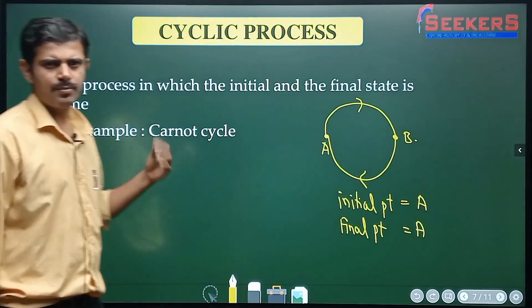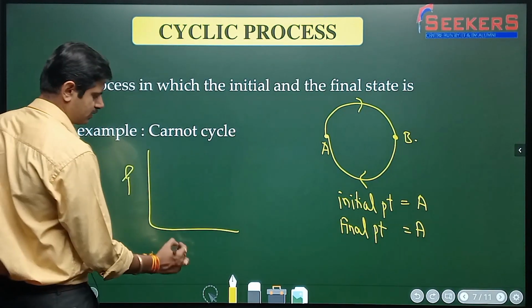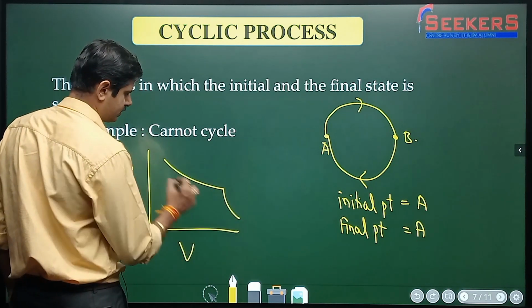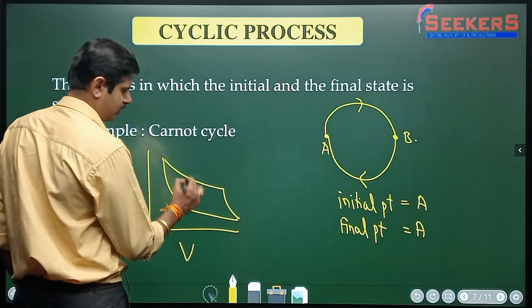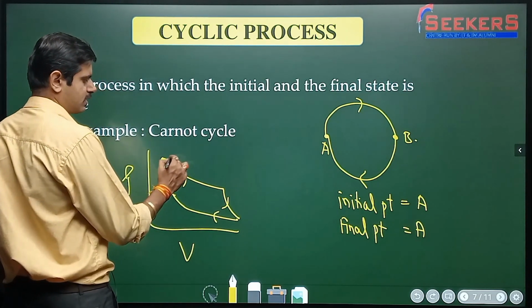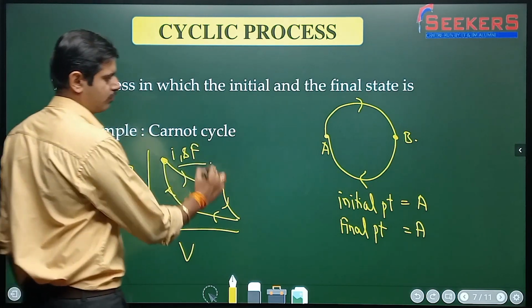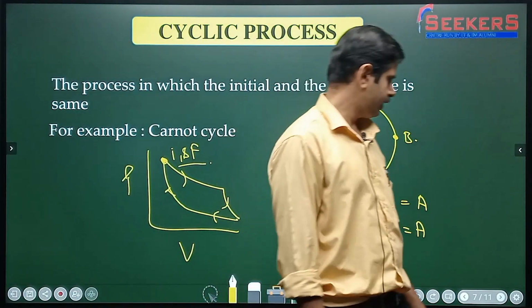Okay, the best example is the Carnot cycle. The Carnot cycle forms something like this over here. This is pressure, this is volume, and it will be something like this. Here this is the initial and final point. Clear? So this is a cyclic process.